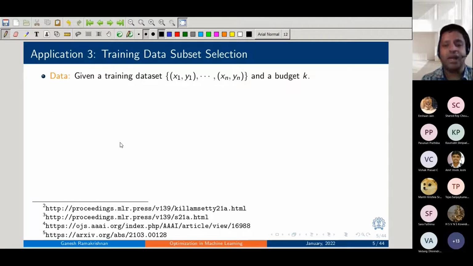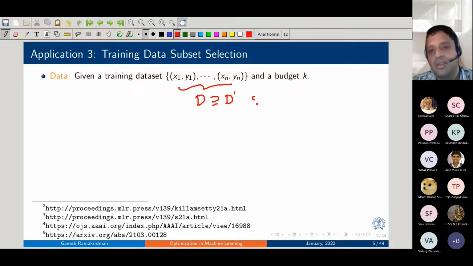Okay, the next class of problems is training data subset selection. So you're given a large training data set and you're given a budget. You don't want to make use of the entire training data set. So the budget K is on the size. I want from this D a subset D prime such that the size of D prime is K. But not only that, I want the D prime to be as good as D. Now, how do you measure the goodness of D prime, which is a subset of D?